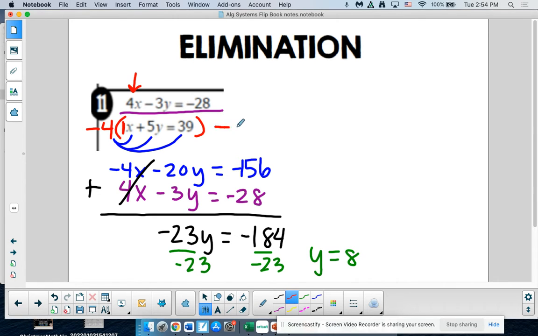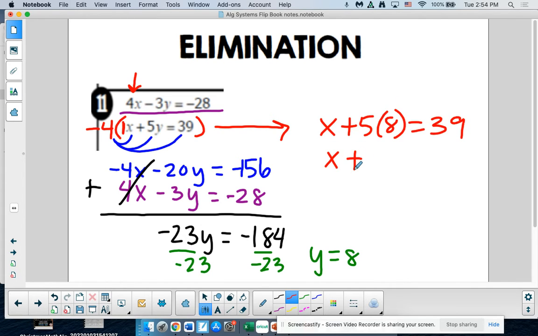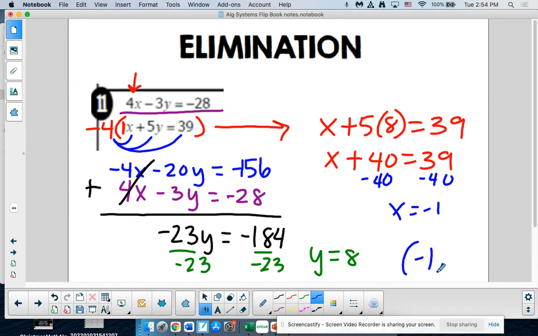Okay, now plug in. If I look here, the bottom one's simpler, so I'm going to plug into the bottom one. I'm going to have x plus 5, instead of y, I'm going to plug in our 8, equals 39. x plus 5 times 8 is 40. Subtract over that 40. x is equal to negative 1. So our answer is negative 1, 8. Beautiful.